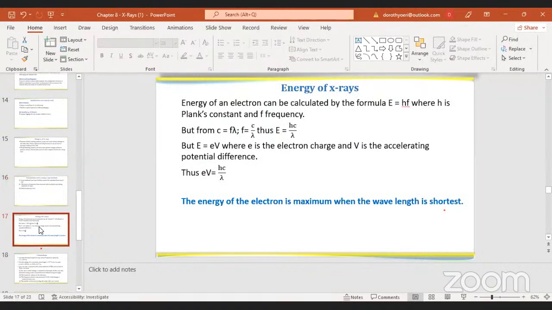Energy of X-rays. This is where I want you to pay attention again. Remember last time when I was looking at electromagnetic induction, we looked at the equation of energy, E equals hf, where h is Planck's constant and f is the frequency. That equation is very important.